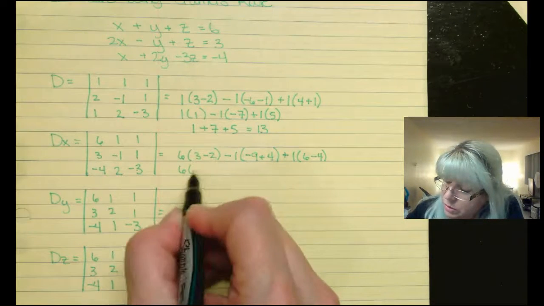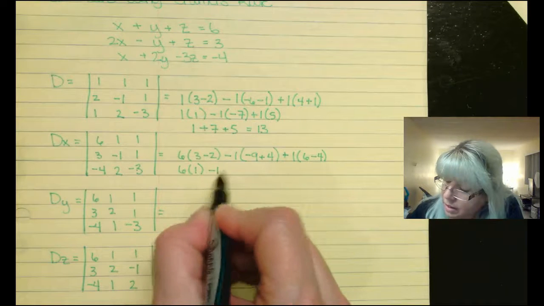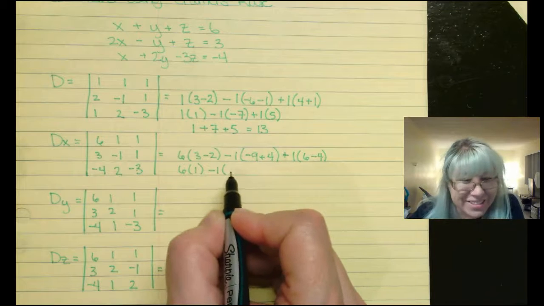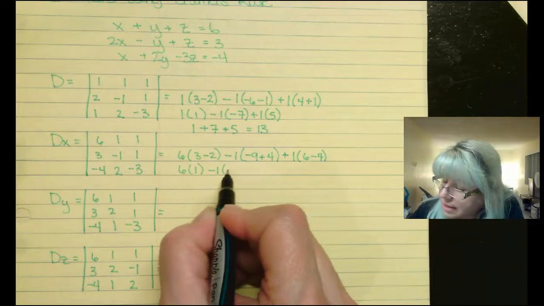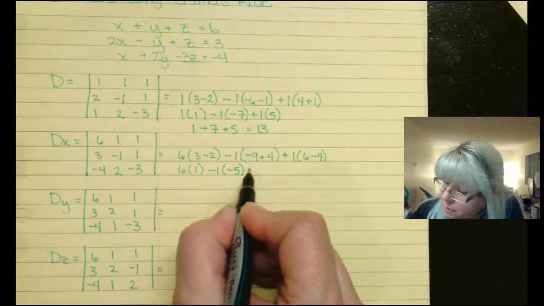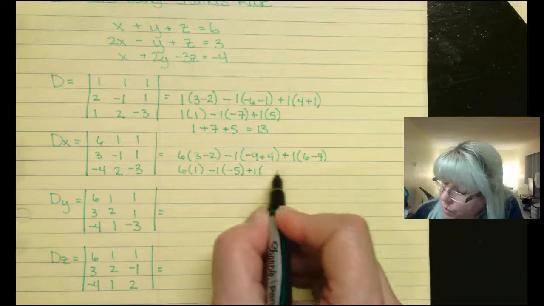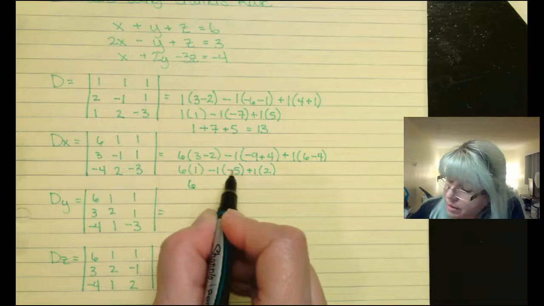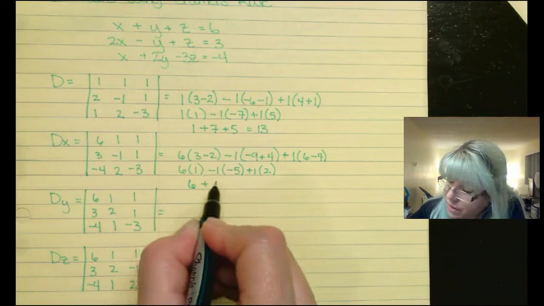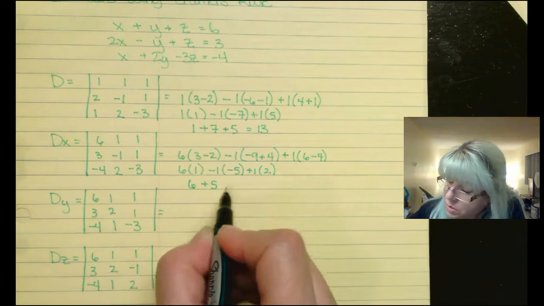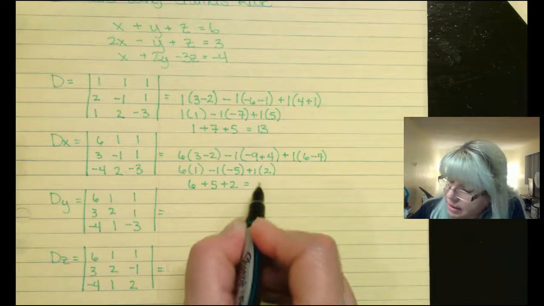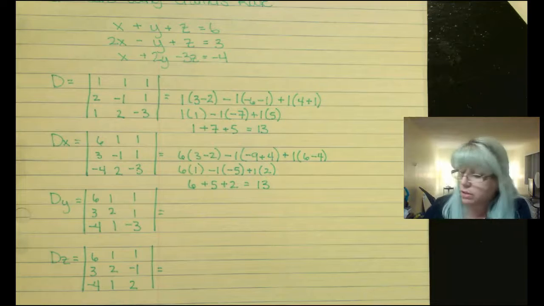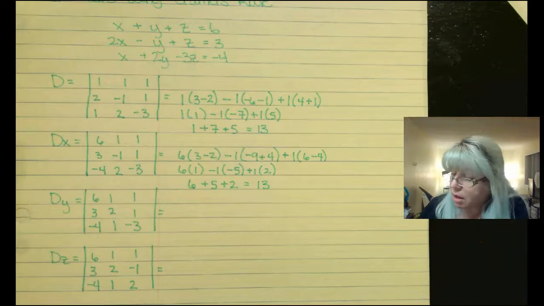6, 3 minus 2 is 1, minus 1 times negative 5 times negative 9 plus 4 is negative 5, plus 1 times 6 minus 4 is 2. That's going to be 6. Negative 1 times negative 5 is plus 5. 1 times 2 is plus 2. That leaves 13. It's okay that I got the same value, right? All right.